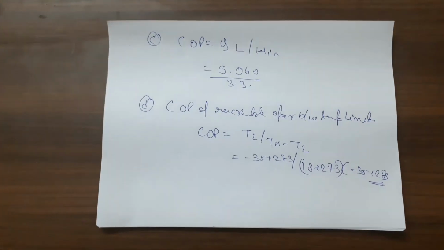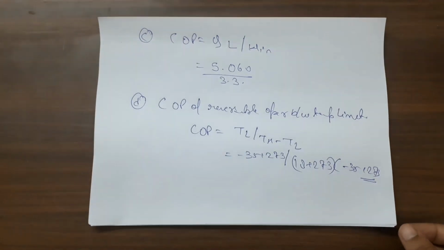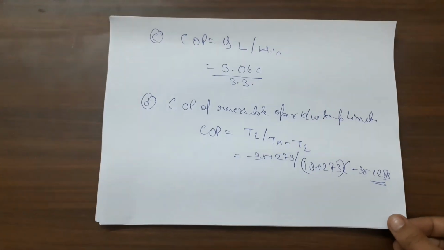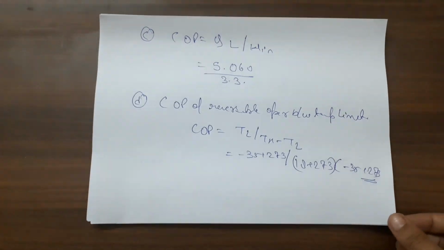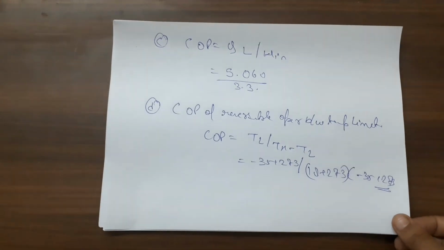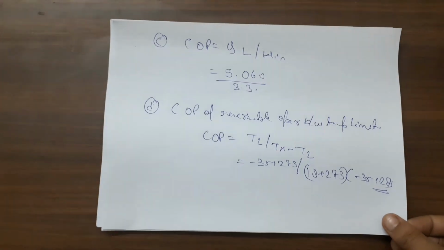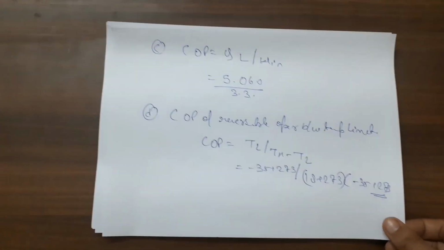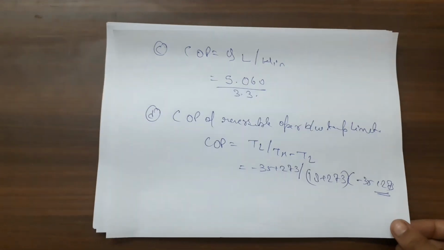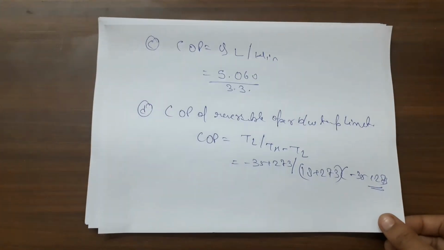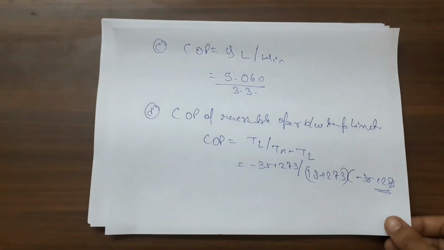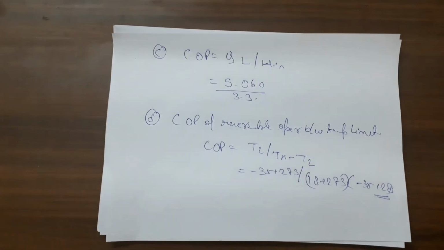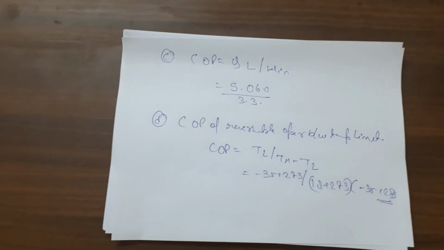Okay, so finding the coefficient of performance, the formula we have to learn is QL upon WIN. So putting the values of both QL and WIN, 5.06 upon 3.3, we can easily get the coefficient of performance. So, for the last part, the power we have to find.